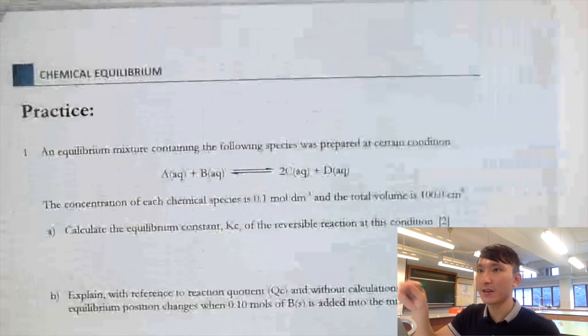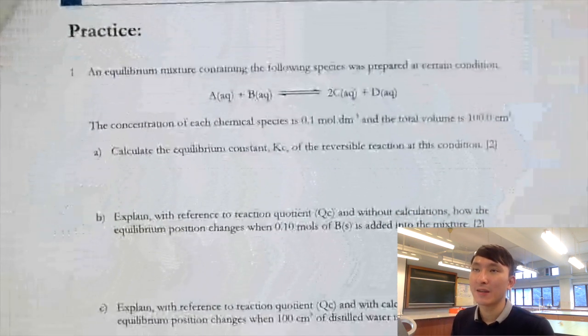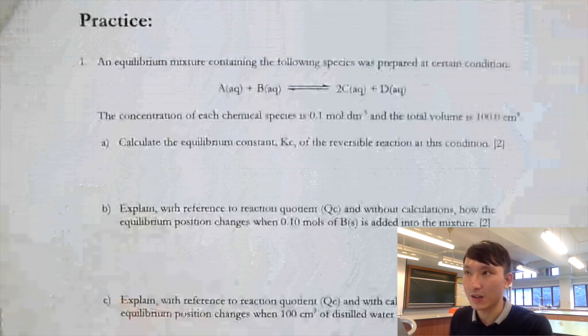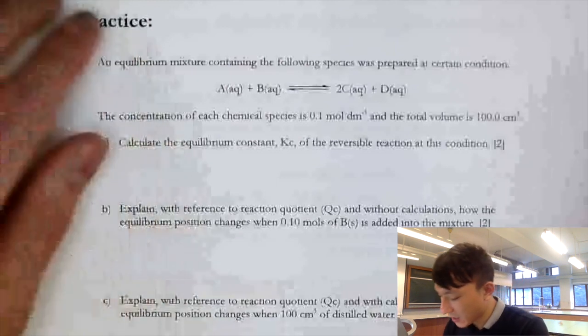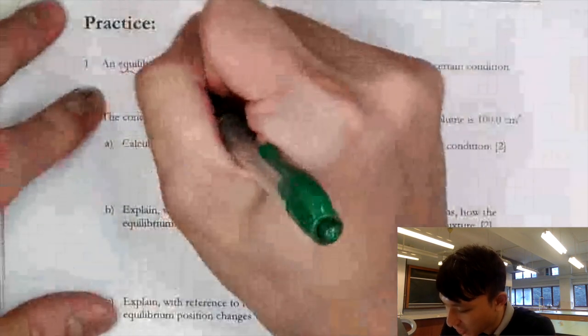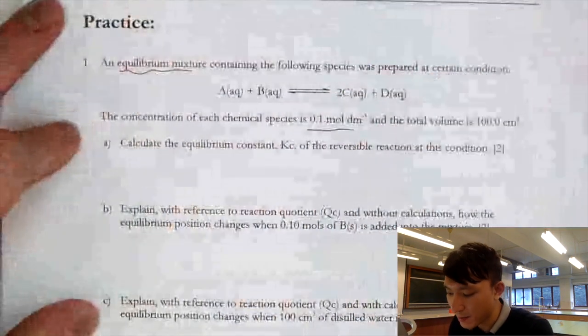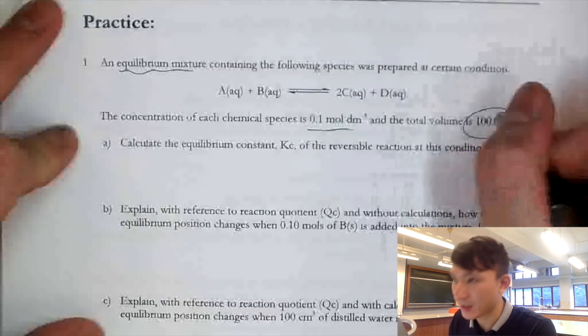Okay, so let's look at a practice question at the back here. Again, pause the video and try to do it yourself, or try to at least glance through the question before I show you the answer. Alright, so let's have a look. We have an equilibrium mixture. Each of them is 0.1 mole per dm cube. The total volume is 100 cm cube.